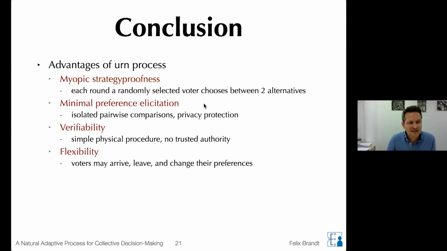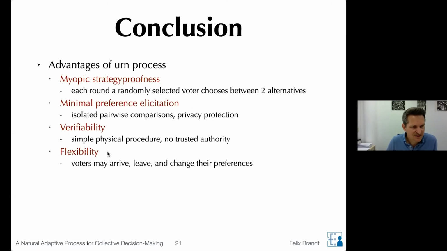Preferences are only elicited on an as-demand basis, which is also very good for privacy, because as I explained in one of these examples, we could have millions of voters, and most of these will never be asked for their preferences, which is kind of the best privacy protection you could think of, because you're only sampling some small fractions of the votes.